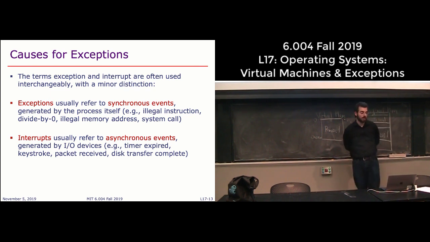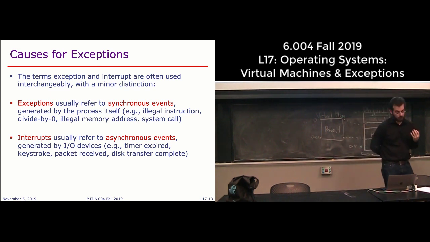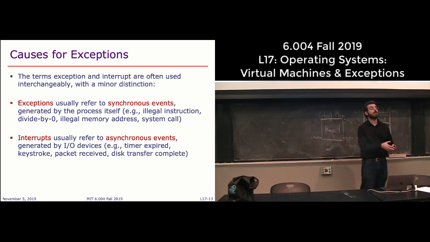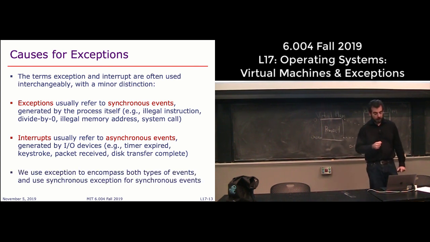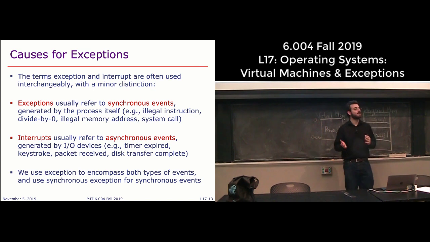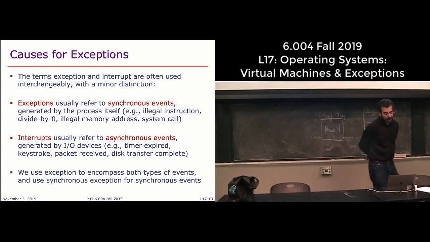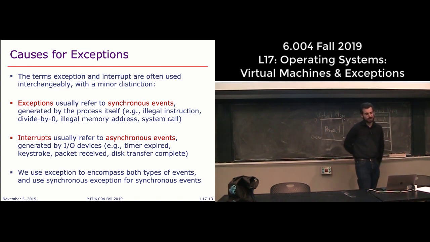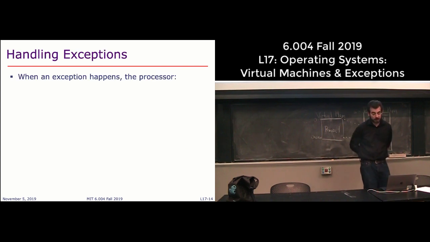And then interrupts, we usually refer to as asynchronous events. That is, events that are generated by I/O devices, by the disk or the keyboard. You press a key on the keyboard, and that generates an interrupt that stops the current process and gets the operating system to run. Now, in this course, we're going to use exception to talk about both kinds of events, and we'll use synchronous exception for synchronous events. And when we talk about interrupts, those are the asynchronous events. But you'll see some people actually use the complete opposite. This is essentially RISC-V nomenclature.